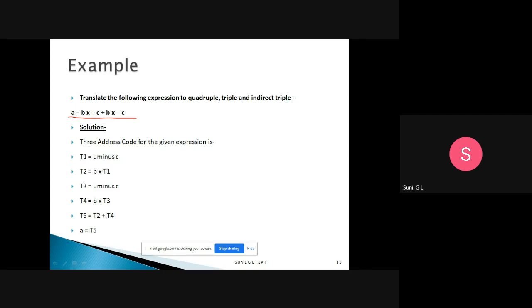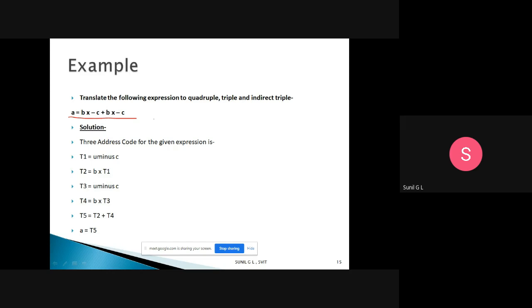Then after that, T2 is B into minus C. Minus C is nothing but T1, so T2 is equal to B into T1. Then T3 is unary minus C. Okay, so this is the 3. And T4 is equal to B into T3. Here B into minus C and B into minus C, so two times we have taken. B into T3 will be stored in T4.